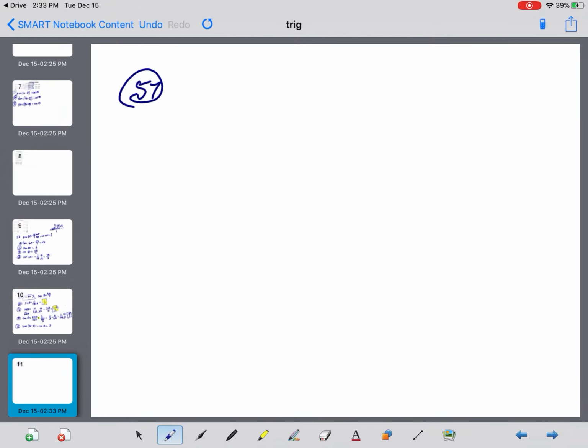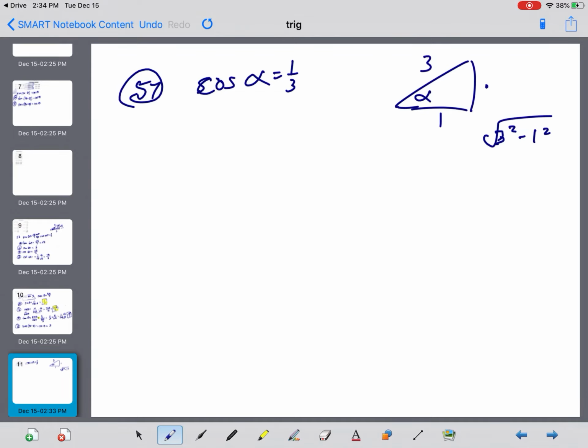All right, in 57, they start by telling you that cosine sigma, I'm not sure what this Greek letter is, is equal to 1/3. And that's it. All right, so here's what I did with this one. I actually made a right triangle out of this one again. So I called this my sigma, or whatever letter that is. So cosine is adjacent over hypotenuse. And I did the Pythagorean theorem to figure out this side right here. So I did 3 squared minus 1 squared and took a square root of that.